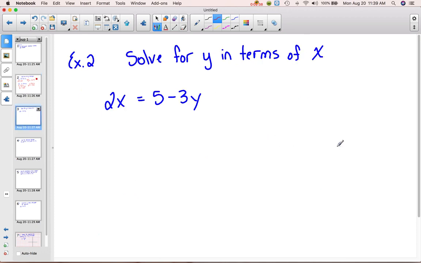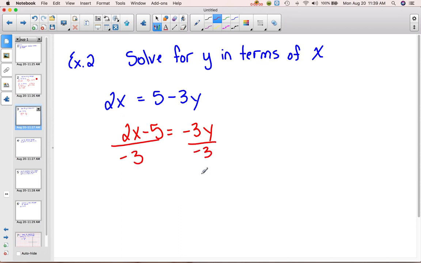You might be asked to solve for a variable in terms of another variable. Now, this is a very simplified version of that, but we're going to solve for y in terms of x. That means get y by itself. So I'm going to start by subtracting 5 from both sides. So I get 2x minus 5 equals -3y. But I want to solve for y, so I need to divide each side by -3.